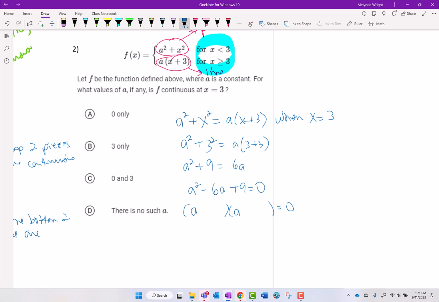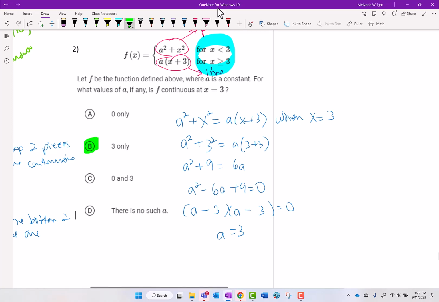Let's see, the back sign is positive. That means the signs have to be both negative because the middle one is negative. What is that? 3 times 3. Yeah, so A is 3. Okay, so A is 3. So my answer is this one, 3 only.